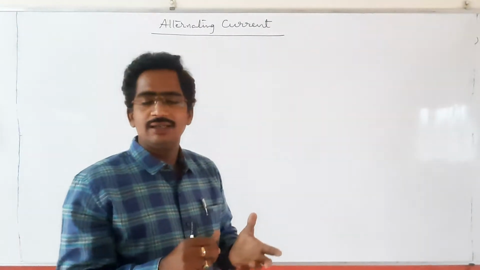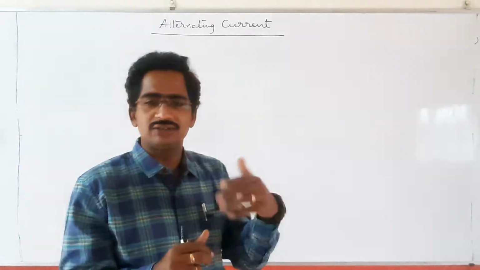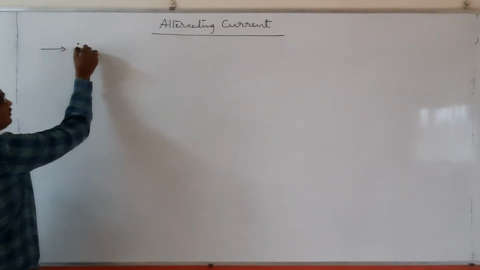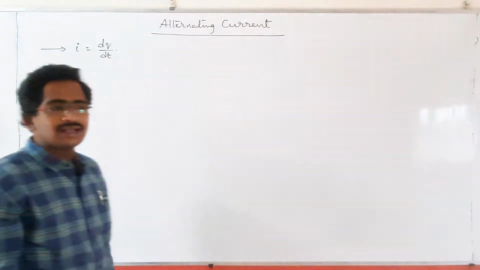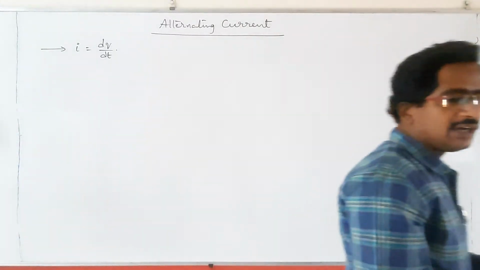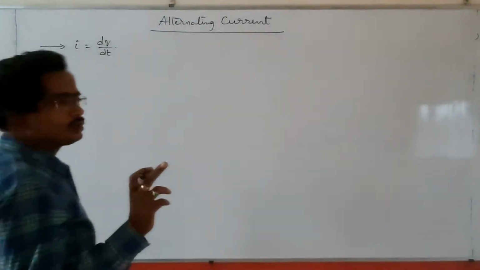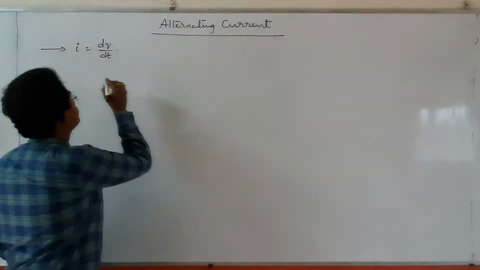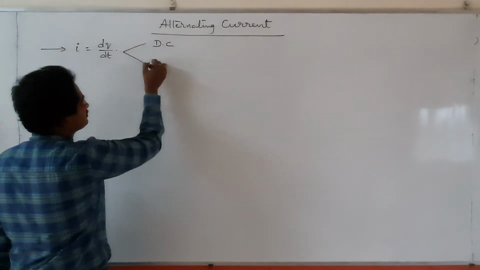What is current? Current is nothing but the rate of flow of charge, which you already studied well. Current means the rate of flow of charge. That current is of two types. What are the types of current? There are two types of current: one is direct current and the other is alternating current. One is DC and AC.